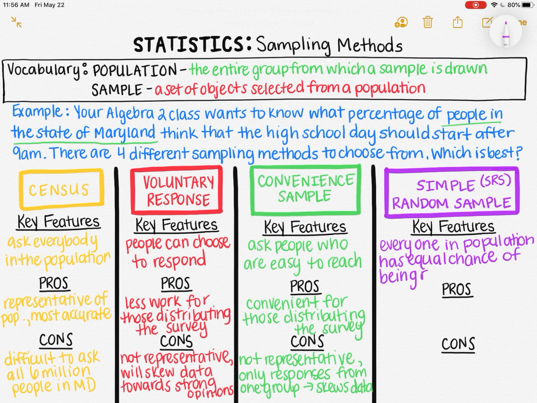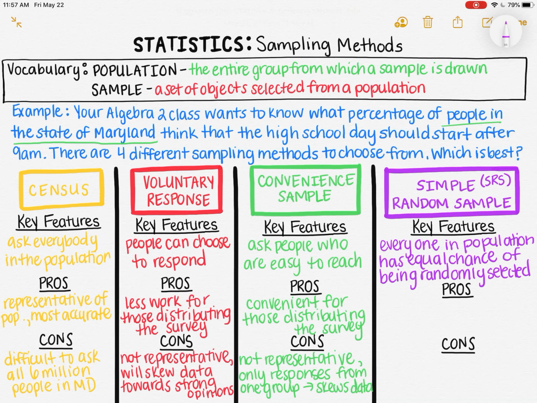So if we have everyone's social security number, then we would be able to randomly select social security numbers, which we don't know who has each number. So everyone will have the same opportunity of being selected, and it won't be biased. We select, let's say, 100 social security numbers, and then we contact those people and get an answer from them.